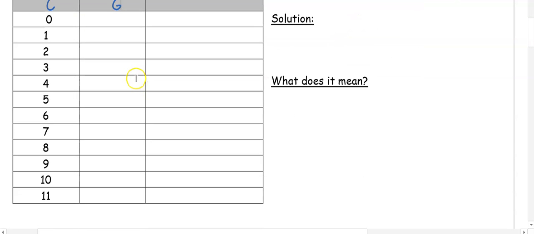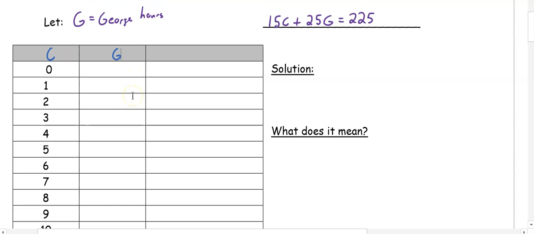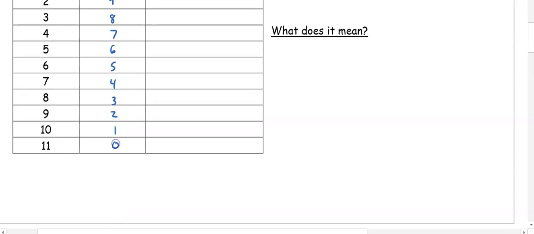So we already have Chris's hours filled out from 0 to 11. So for George's hours, we have to make sure the numbers add to 11. So if Chris works 0, George works 11. If Chris works 1, George works 10, because these are numbers that are adding to 11 this time. So I can keep going, counting backwards: 9, 8, 7, 6, 5, 4, 3, 2, 1, and 0.